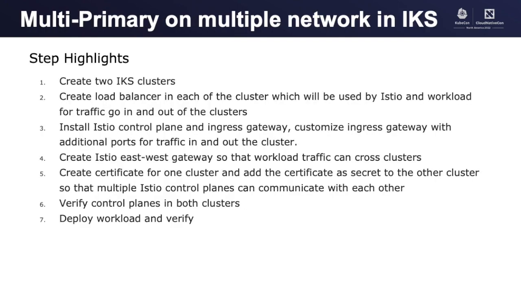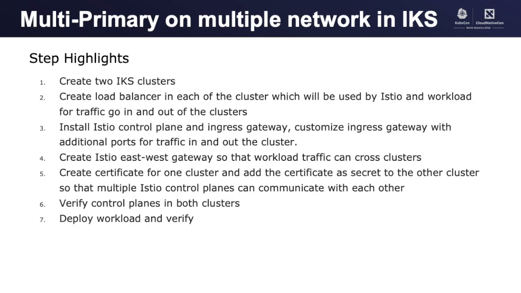Assume that you have done your research and decided to use the multi-primary and multi-networks deployment model for your production in IKS. Here are the steps that you can take to get things going. First, let's say we create 2 IKS clusters. Then you need to create a load balancer in each of the clusters which will be used by Istio and workloads for traffic going in and out of the cluster. Install the Istio control plane and the ingress gateway. Customize the ingress gateway with additional ports for traffic in and out of the cluster.